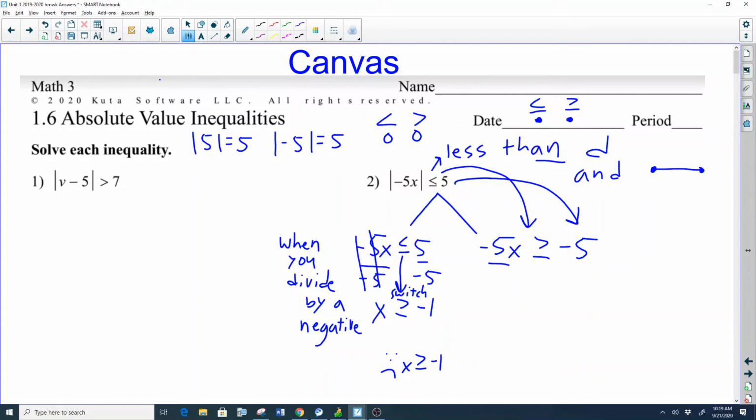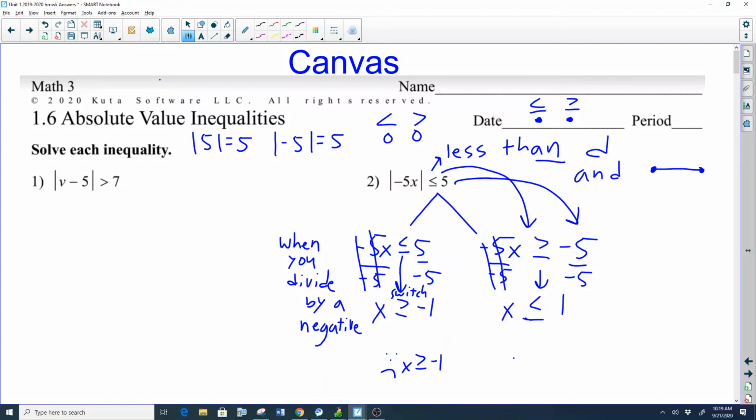Now we're going to do the same thing over here. Divide by negative 5, divide by negative 5. We're going to switch the inequality sign. So that becomes x is greater than or equal to, but then we're going to switch it, so less than or equal to. Negative divided by negative is a positive. 5 divided by 5 is 1.